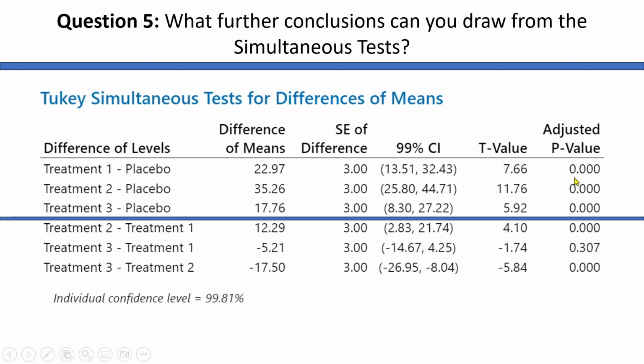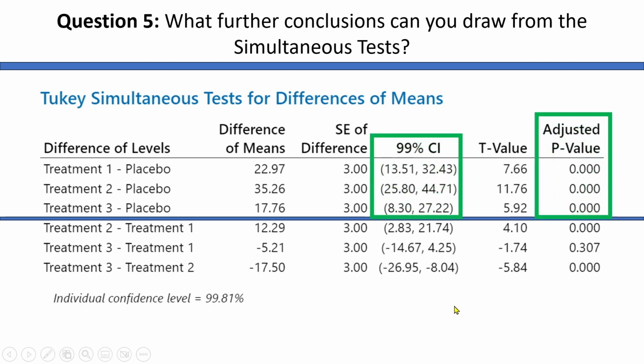And that's confirmed by the p-value. The p-value is very small. And so here we're going to reject the null hypothesis of the 2-sample t-test and conclude that the population means are different, and moreover that treatment 1 has a larger population mean than the placebo.